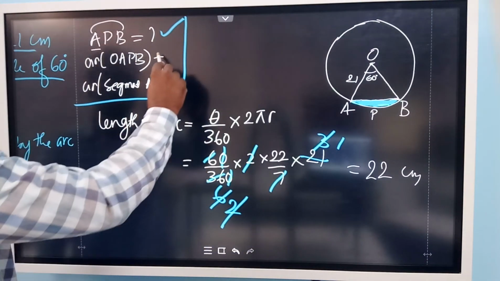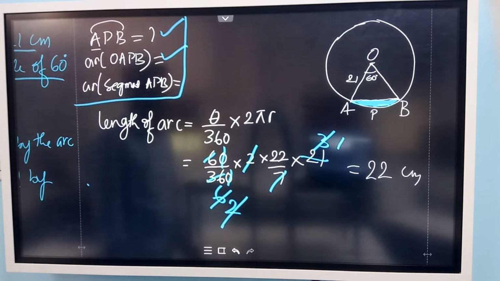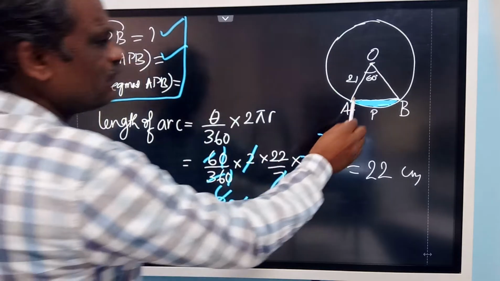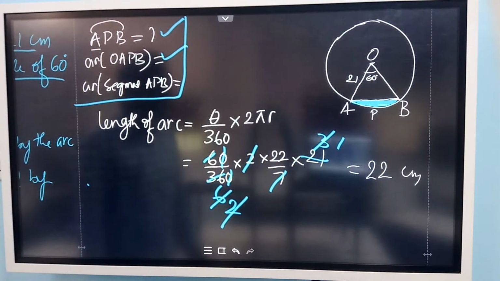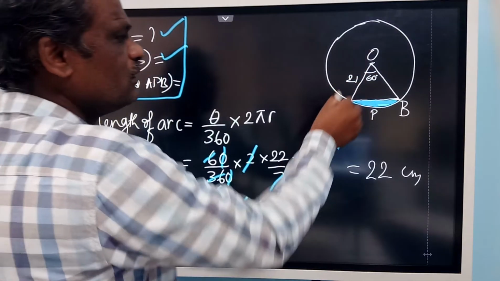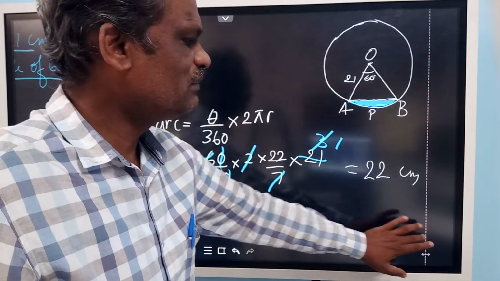Arc length we found out. Area of sector OAPB we have found out. Now we have to find out the area of this segment APB. For this we need to find the area of triangle OAB. So area of the triangle OAB.